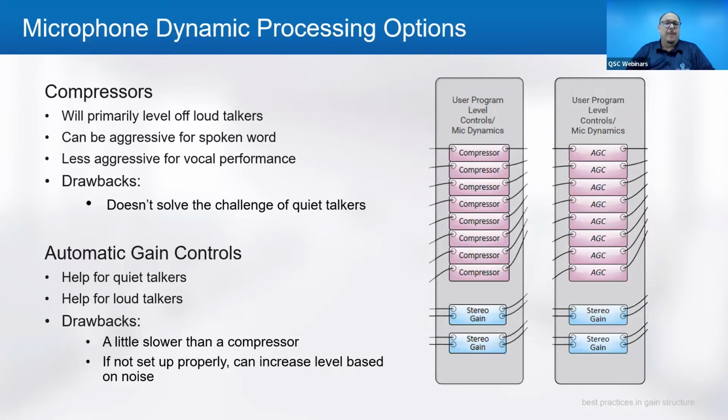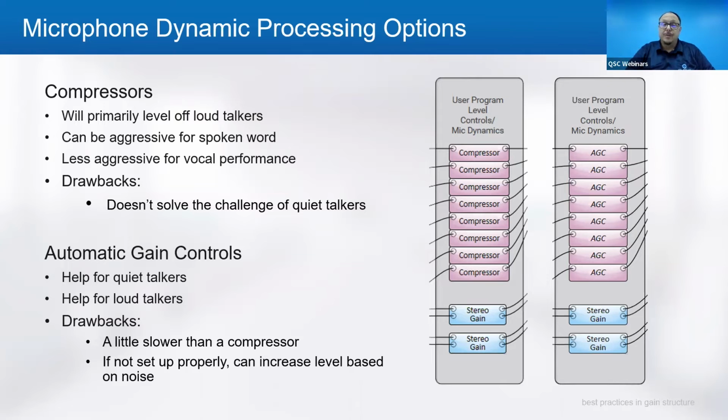So, compressors, microphone dynamic processing. These will level off loud talkers. They can be aggressive for spoken word sometimes, less aggressive for a vocal performance, right? The drawback with a compressor is it does nothing to compensate for any quiet talkers. So it's typically for someone who is very dynamic in how they talk, or if you have a conference room of microphones, you may want to have a compressor in there. If you do get a loud talker in the room, it's going to compress that audio down. Automatic gain control, AGC, will help for quiet talkers, and will also help for loud talkers.